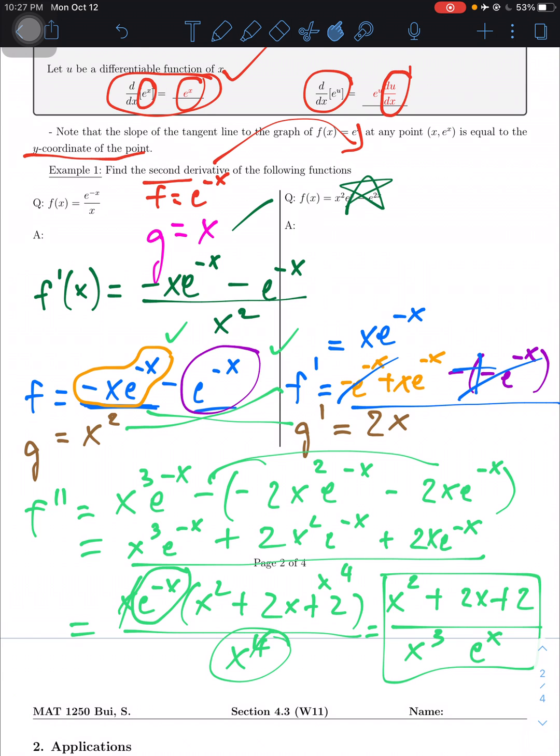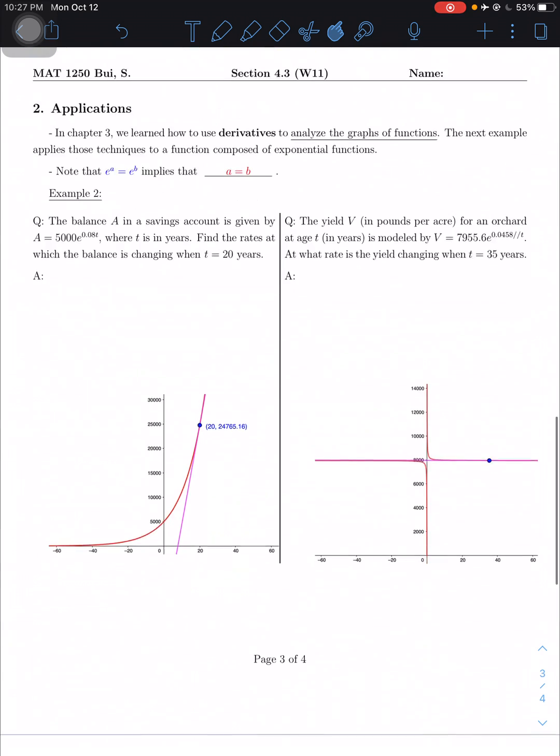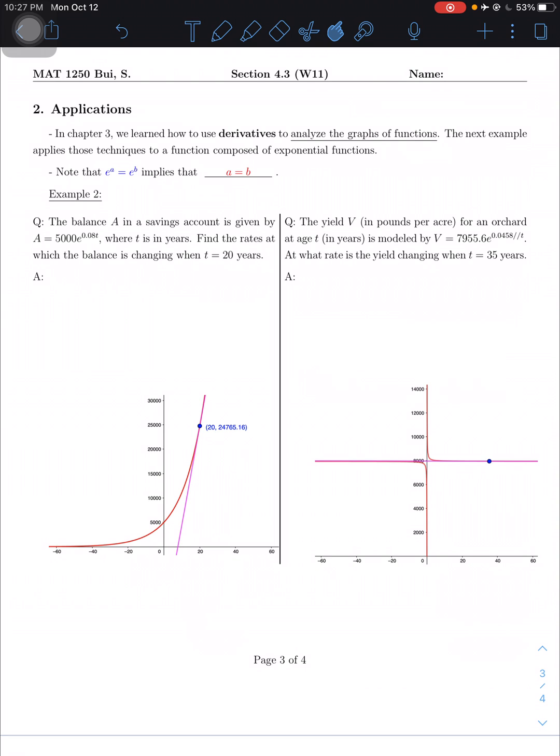Okay, and then next up we have objective 2, applications. In chapter 3, we learned how to use derivatives to analyze the graphs of functions. The next example applies those techniques to a function composed of exponential functions.